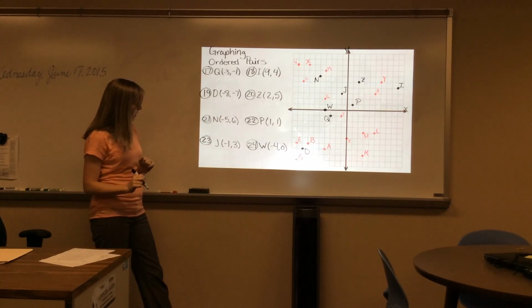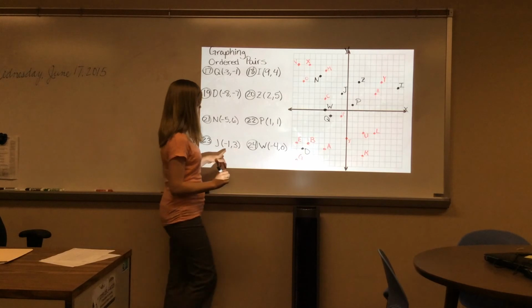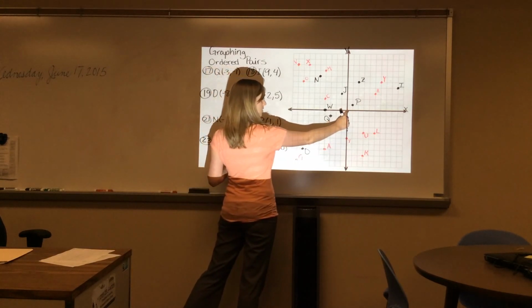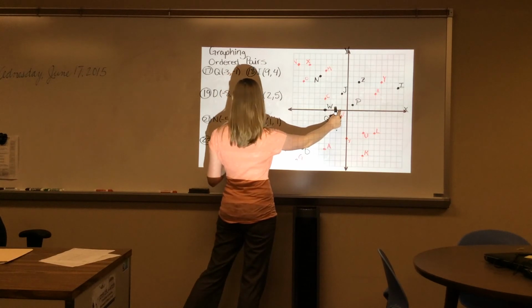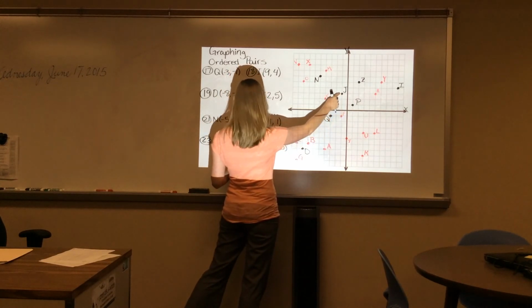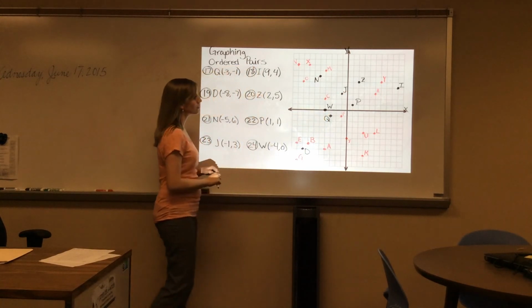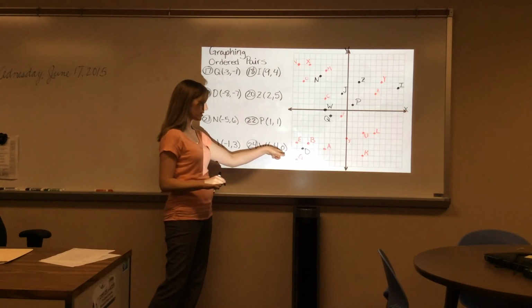For point J, number 23, our coordinates are -1, 3. So to graph that, we will start at the origin. -1 means to the left 1. +3 means up 3. 1, 2, 3. That's point J.